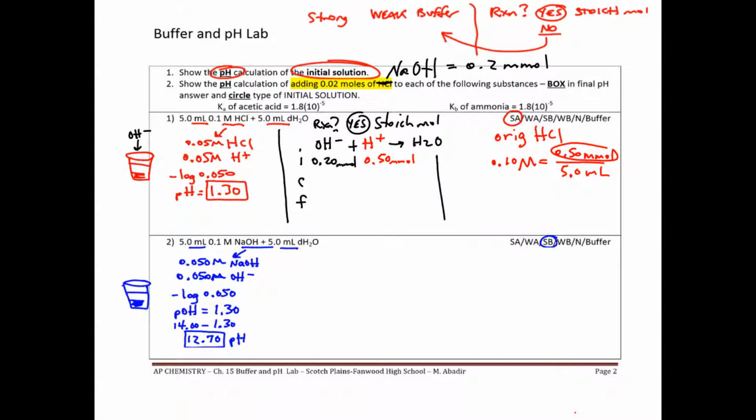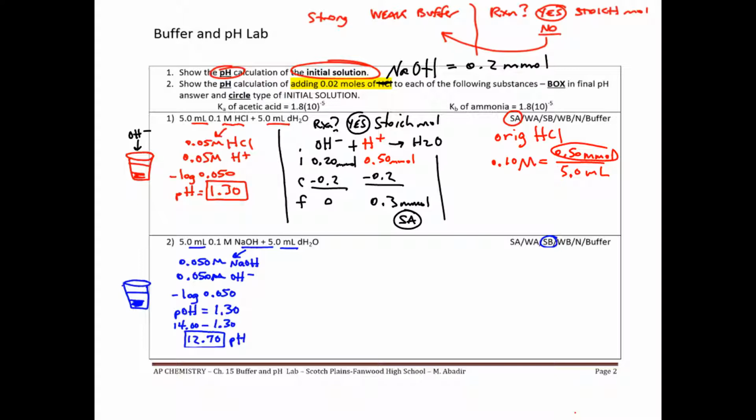Well, there's water, but we don't really care about it. So now we're going to go minus 0.2, minus 0.2. So this is 0, and now this is 0.3 millimoles. And now I look at what I have. I just have H plus, so I have a strong acid.